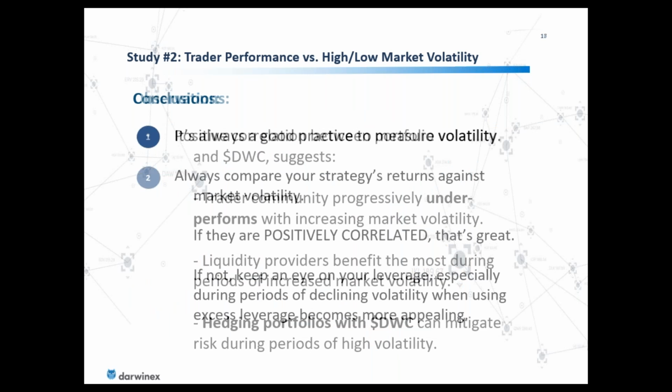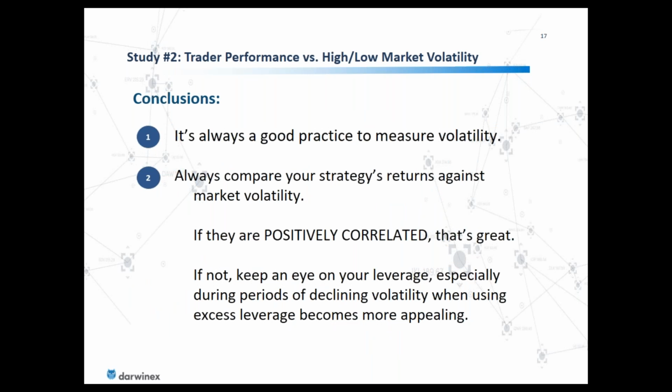So the whole comment about use of leverage, keeping an eye on it if your returns are not positively correlated with market volatility, is because you may be using leverage as market volatility declines, but the moment market volatility rises very, very quickly, that use of excess leverage will turn against you and cause asymmetries in your own exposure, which will most likely work negatively. They will work against you and are likely to cause severe damage very, very quickly.